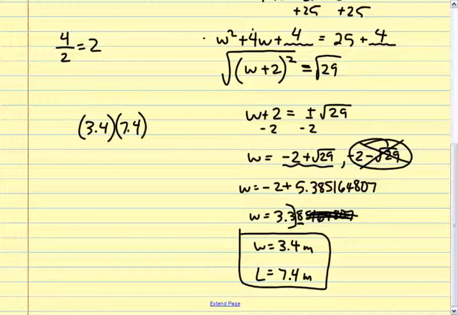Okay? 3.4 times 7.4, that's going to give me 25.16 meters squared. Pretty close. We rounded, that's why it's off. Okay? But that's nice. And I think completing the square is the best. Could I have used the quadratic formula? Sure. Could I have factored? Not really, because the things didn't break down nicely for us.